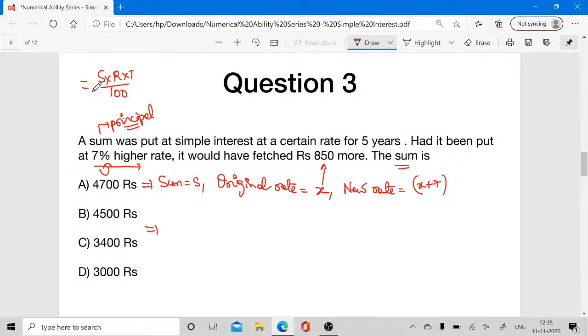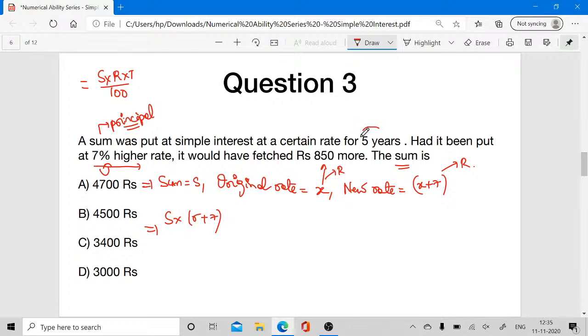S into R into T by 100 will be. What is my R? It is X, and this one is R again, the R2. Okay, so we know that here it is S into, what is this? X plus 7. So R plus 7.